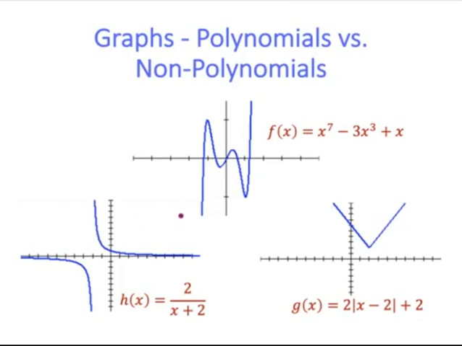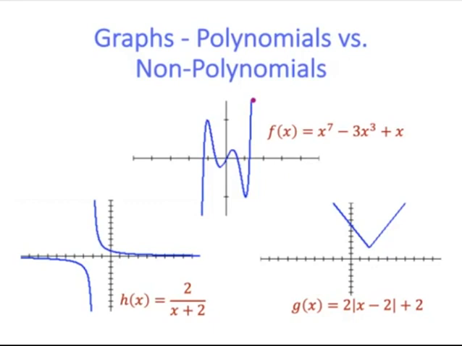The first graph that we have pictured here is the graph of a polynomial. Notice that it's a 7th degree trinomial. Also notice that it's a nice, smooth, continuous curve that extends from negative infinity to positive infinity.